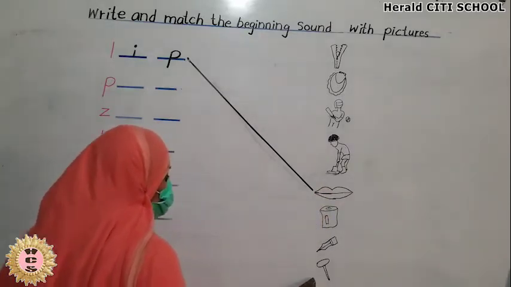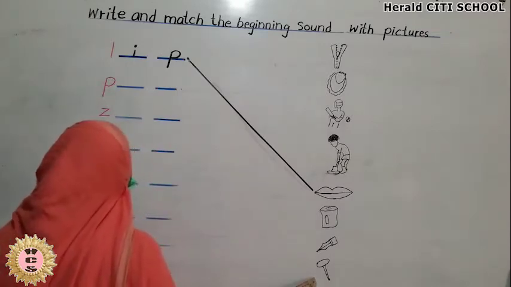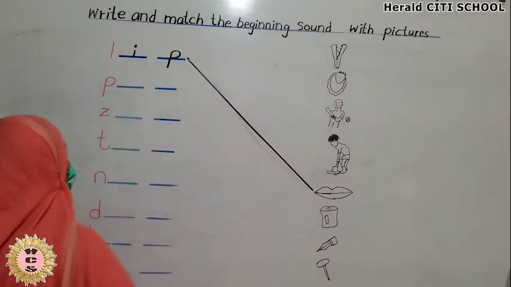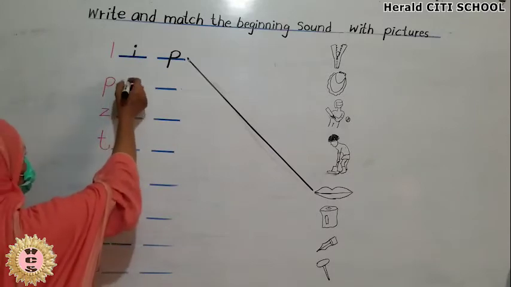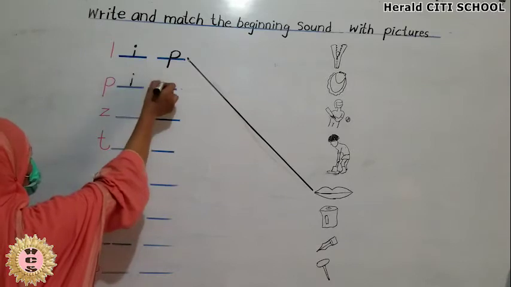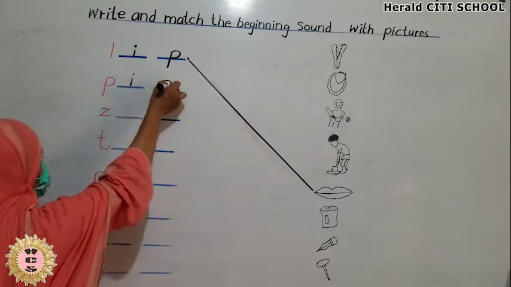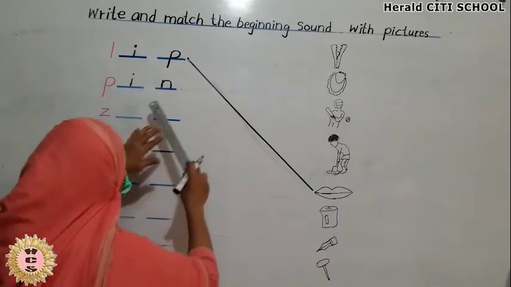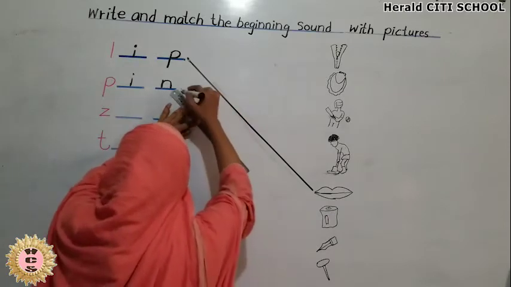And what is this children? This is a pin. So we will write here the spelling of pin. P-I-N, pin. And now we will match the word pin to the picture of a pin.